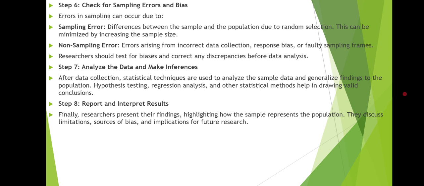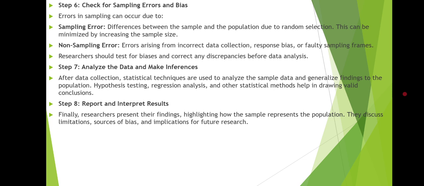Next step, we have check for sampling error and bias. Sampling error refers to differences between the sample and the population due to random selection. This can be minimized by increasing the sample size. Next, we have non-sampling error, which means errors arising from incorrect data collection, response bias, or a faulty sampling frame. So in that case, researchers should test for biases and correct any discrepancies before data analysis.